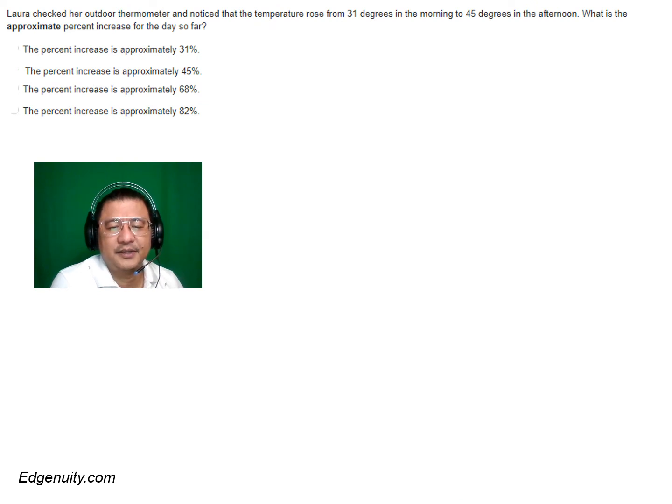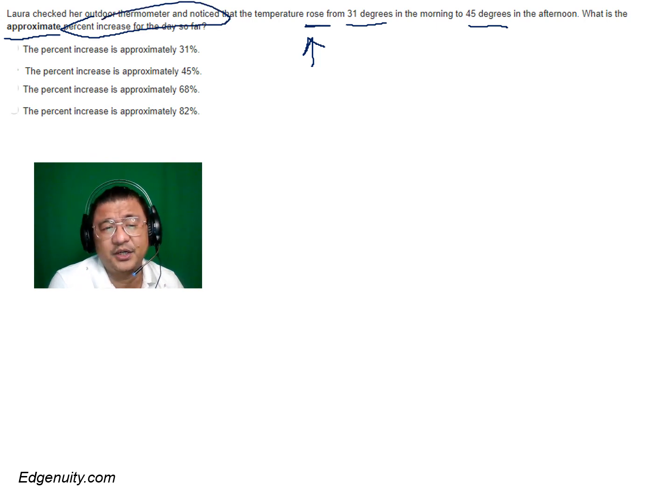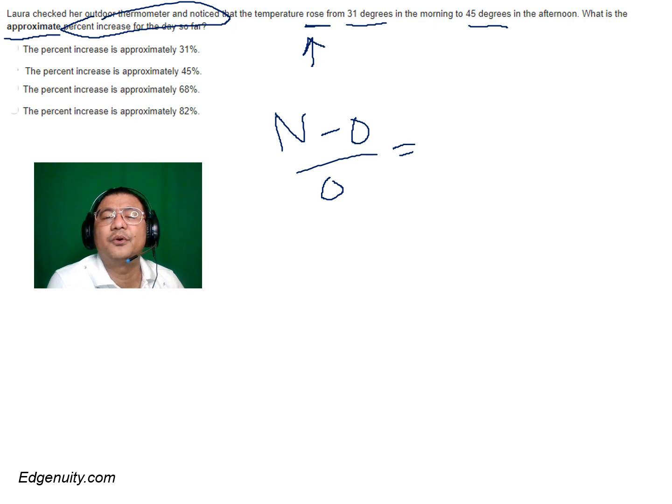All right, let's read this problem. Laura checked her outdoor thermometer and noticed that the temperature rose. It's an increase, because of the word rose, from 31 to 45 degrees. It got warmer in the afternoon. What is the approximate percent of increase? When you see the word approximate, actually you don't need to use a calculator. So new minus the old divided by the old. The old one was 31, the new one is 45.